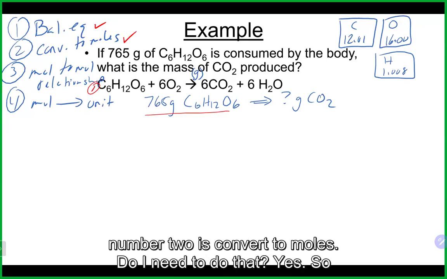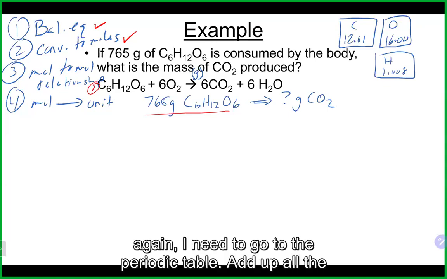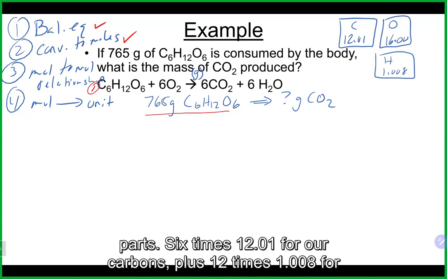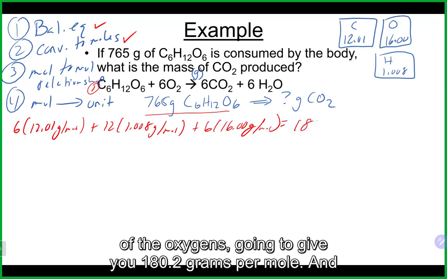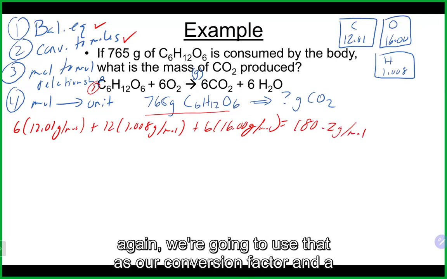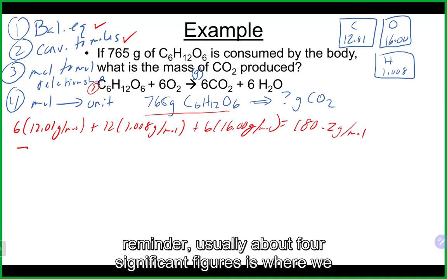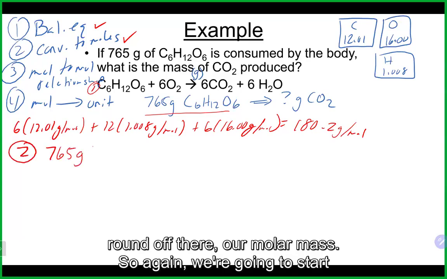Step number 2 is convert to moles. Do I need to do that? Yes. So again, I need to go to the periodic table and add up all the parts. 6 times 12.01 for our carbons, plus 12 times 1.008 for all of the hydrogens in there, and 6 times 16 for all of the oxygens, is going to give 180.2 grams per mole. And again, we're going to use that as our conversion factor. A reminder, usually about 4 significant figures is where we round off our molar mass.